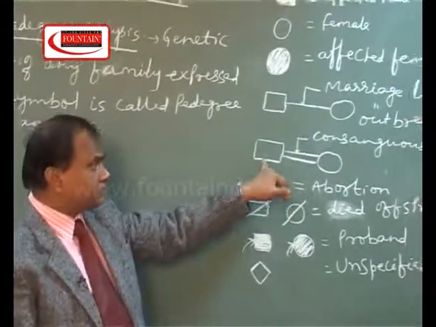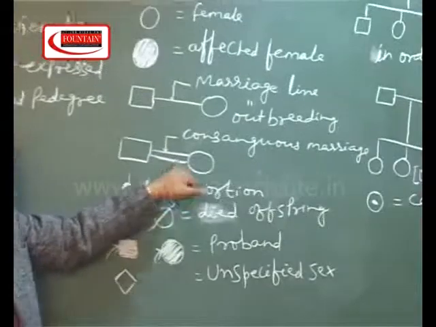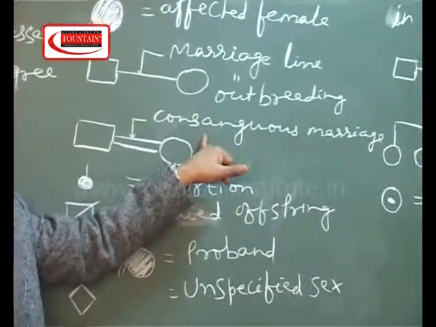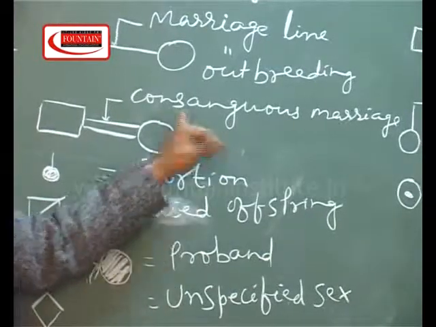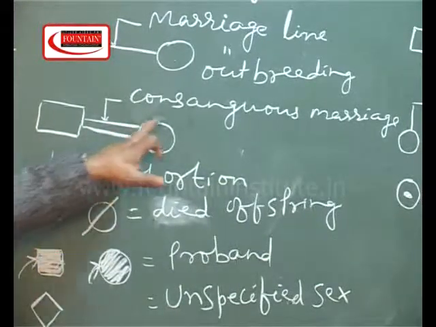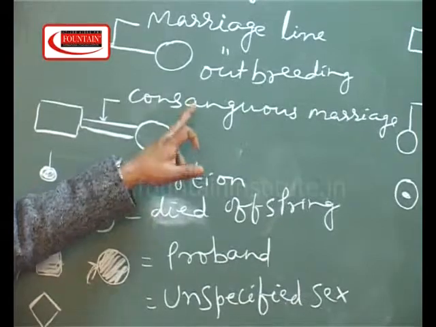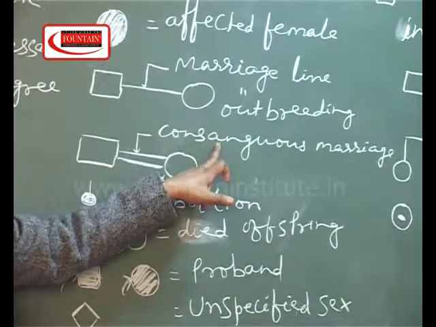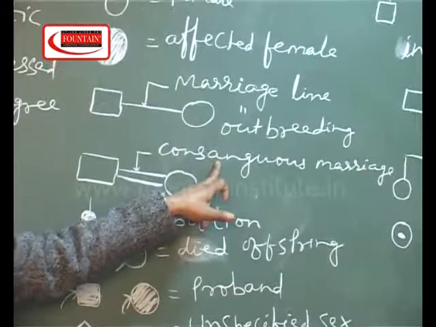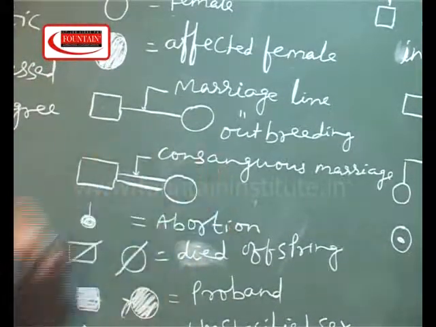Another one is the double line, which denotes consanguineous marriage. Consanguineous marriage means marriage between two closely related families, and this is the consanguinity. This type of marriage is called consanguineous marriage, and from a genetical point of view it is not advisable.